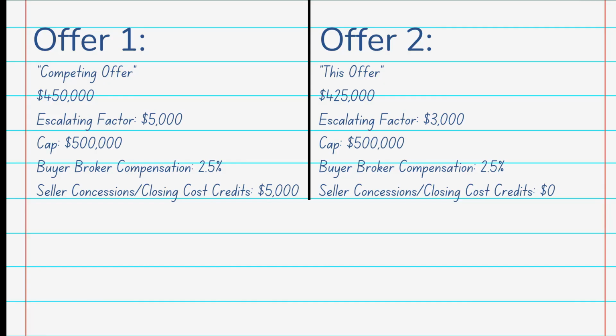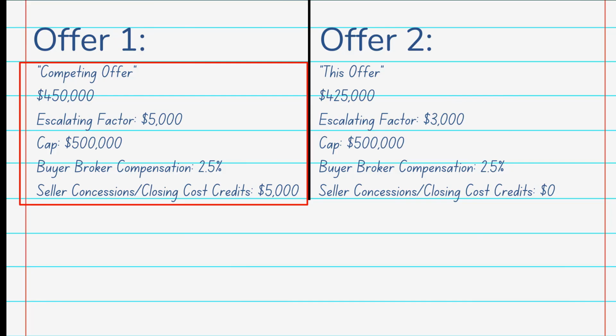Example 1. This is going to be competing offers with the same cap and same compensation but differing credits. Offer 1, which we will call the competing offer. Starting amount is $450,000. Escalating factor is $5,000. The buyer's cap on the competing offer is $500,000. Buyer broker compensation 2.5%. Buyer is requesting $5,000 in closing costs.